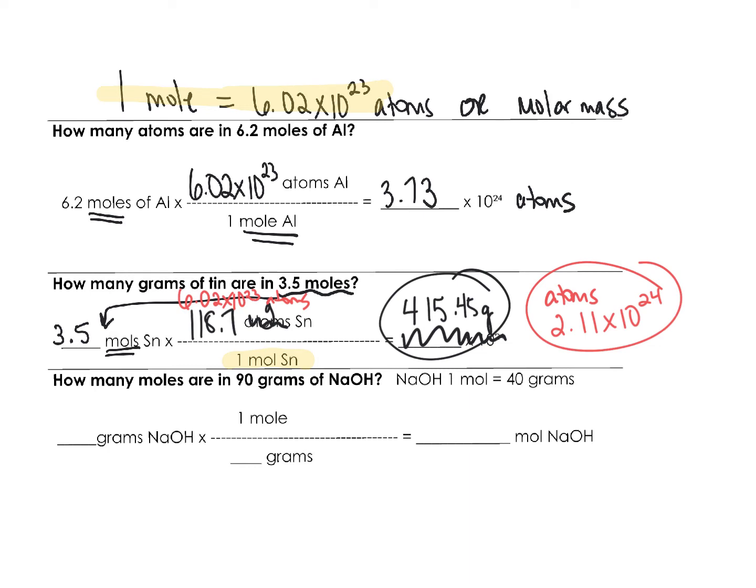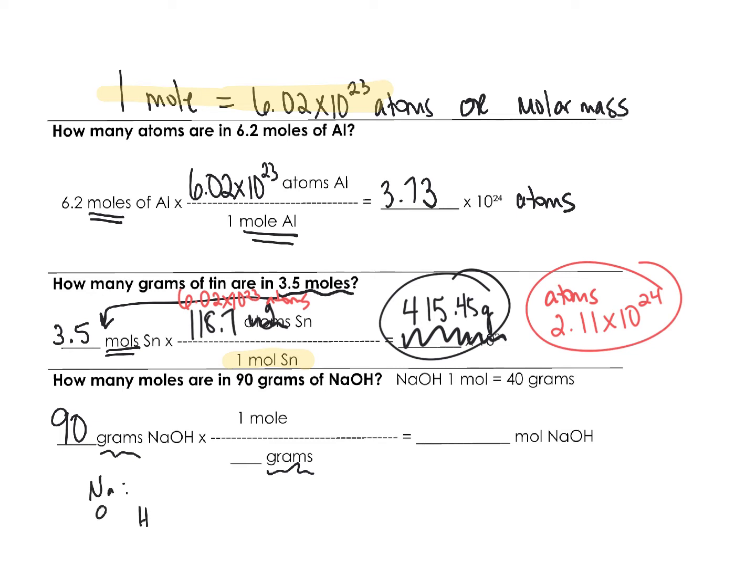And then finally, the last one, again, always begin with what you're given. So you're given 90 grams of NaOH. And we don't want grams anymore, so grams is going on the bottom. And we know the relationship of 1 mole of any material is equal to its molar mass. So we're going to have to find out the molar mass of sodium hydroxide.